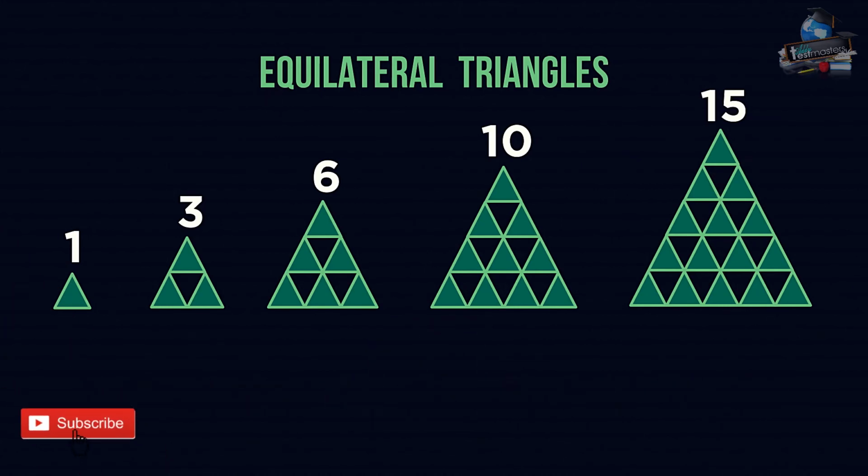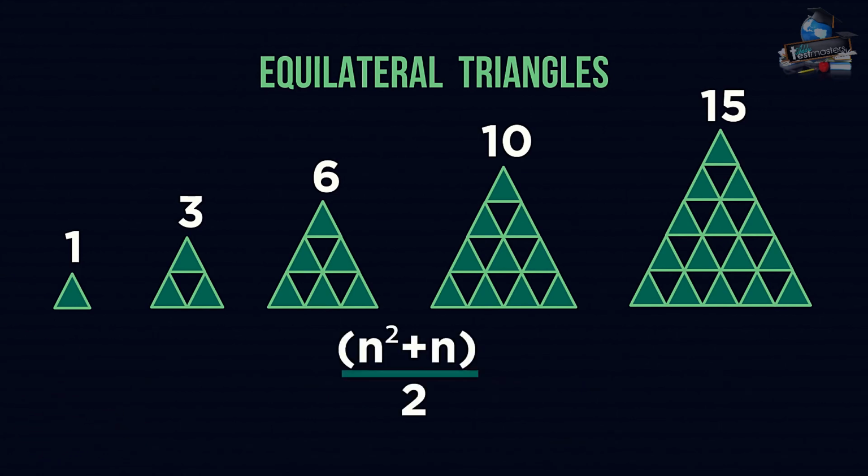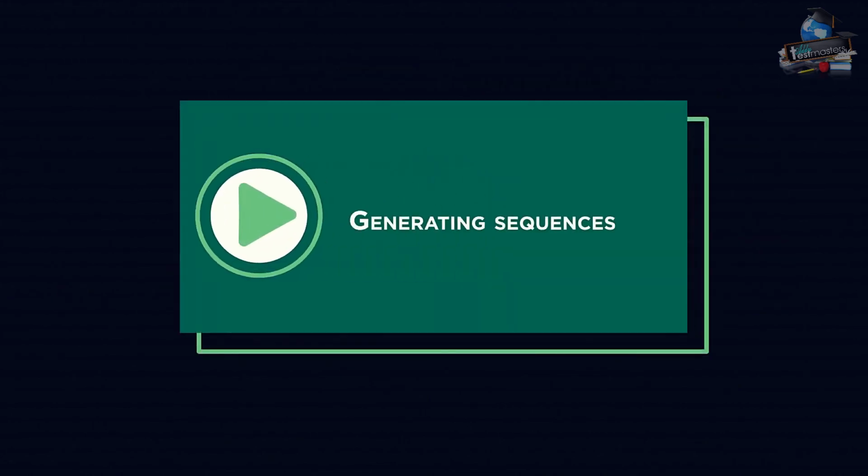The nth term for finding a triangular number is n to the power of 2 plus n, divided by 2. You can find this because the triangular numbers are a quadratic sequence. See this video here for more information.